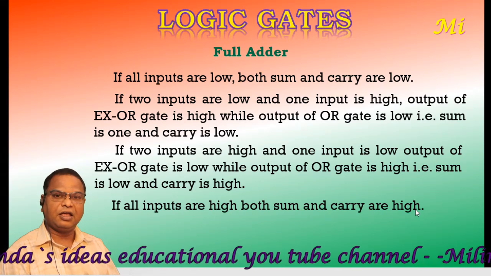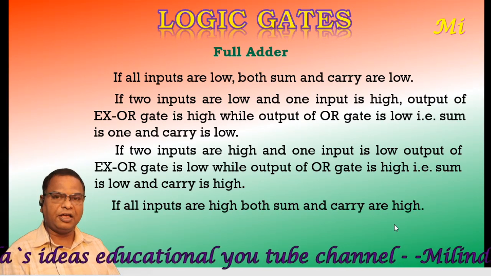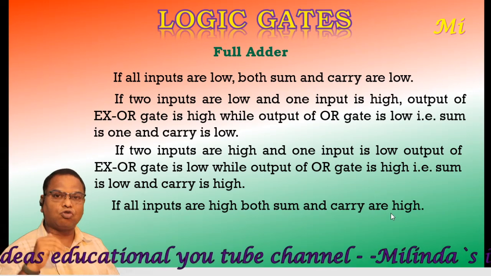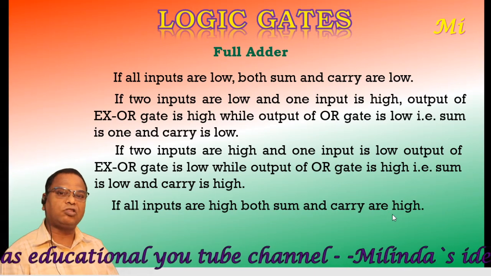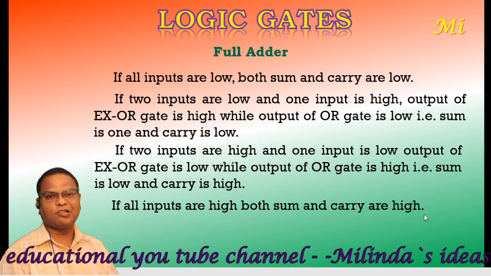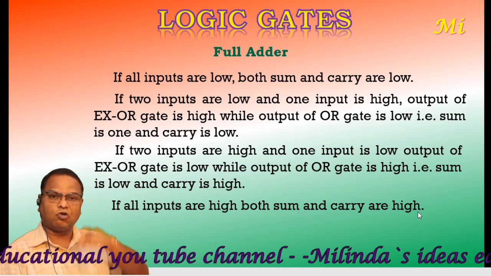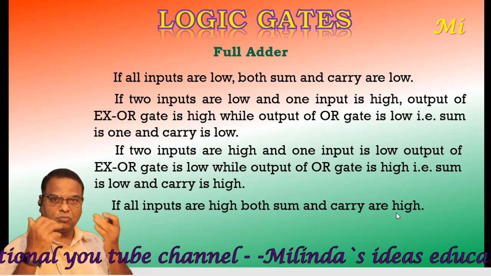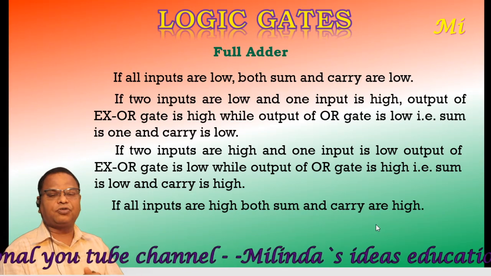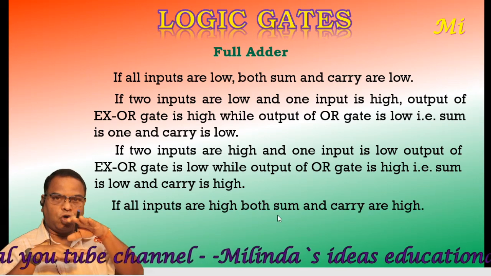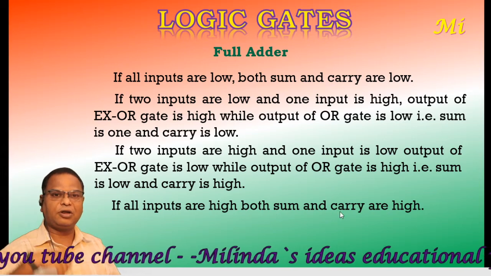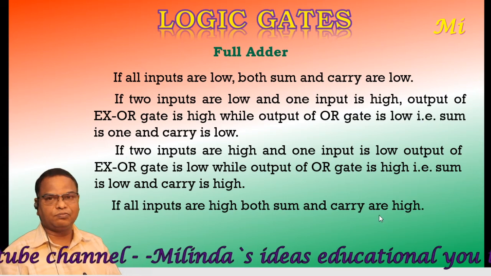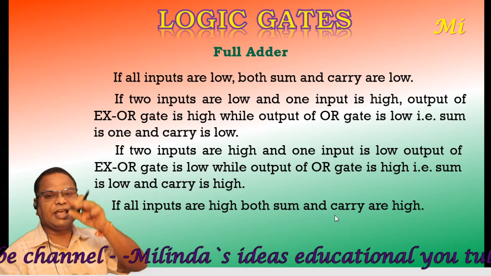What about the carry? As all three inputs are high, the inputs applied to all these three AND gates go to high level, hence the output of all three AND gates goes to high level. So obviously output of OR gate also goes to high level. That means carry becomes high. That means when all three inputs are high, the output of XOR gate, that is sum, goes to high level. Output of OR gate, that is carry, also goes to high level. Means sum is high and carry is high.